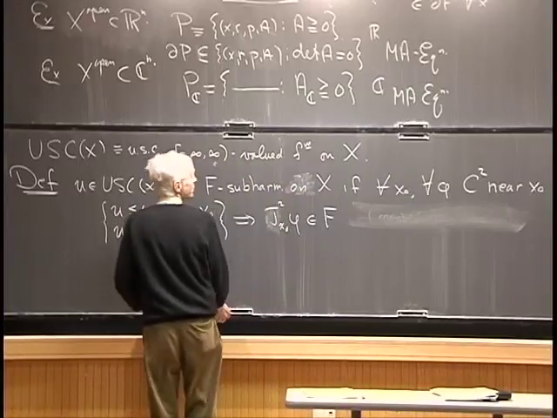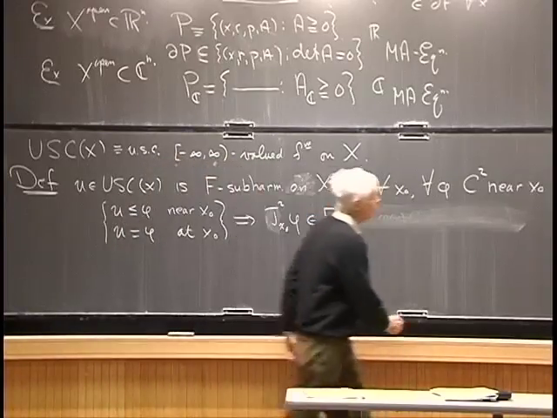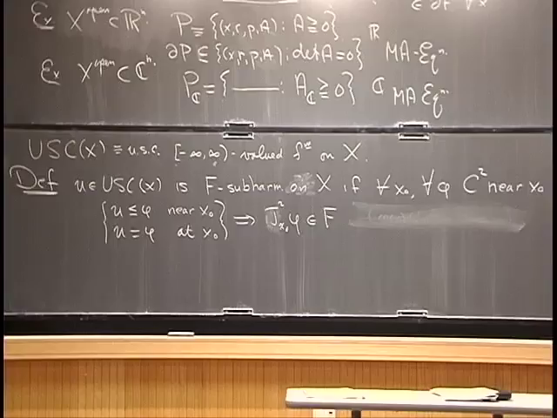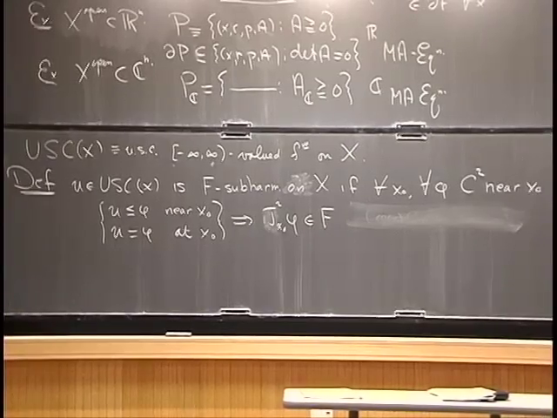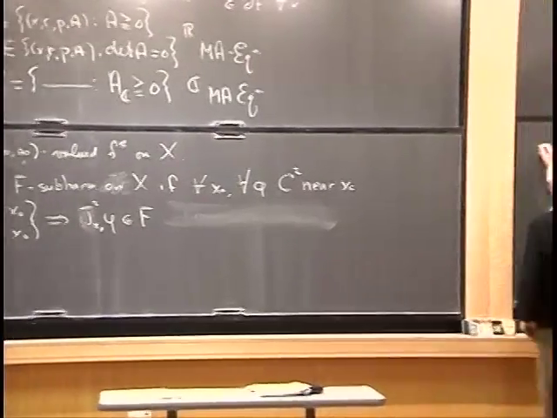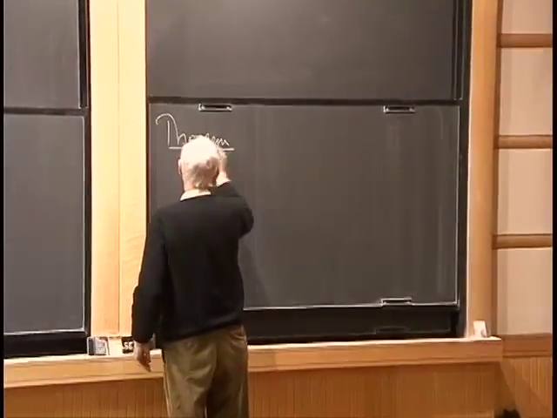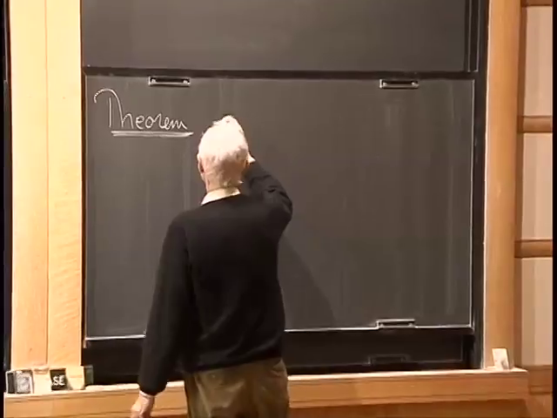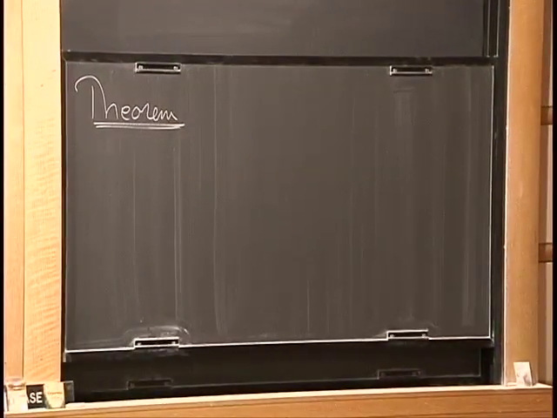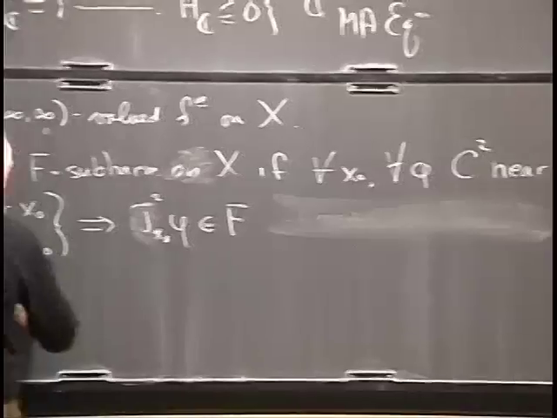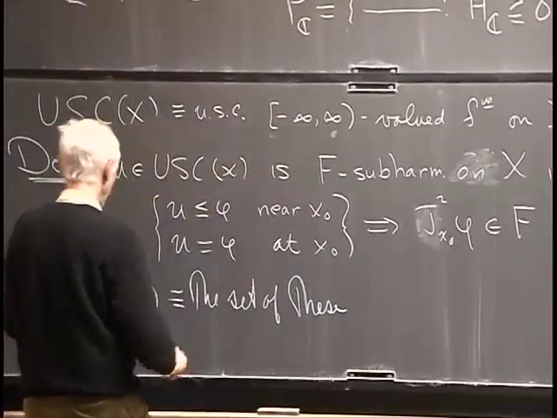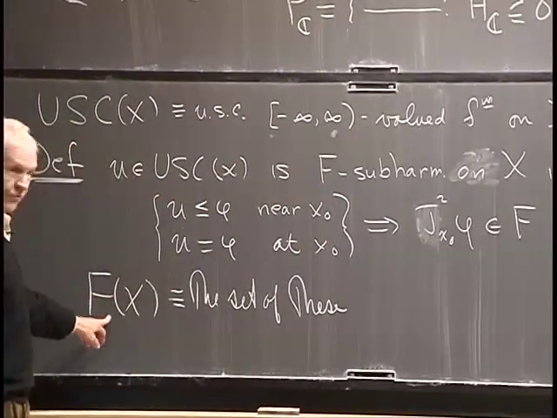So with this definition, it's rather remarkable. There's a theorem. This is sort of well known. I want some notation, so let me get this fixed once and for all. So F of X is the set of these. F of X means the F-subharmonic functions on X.